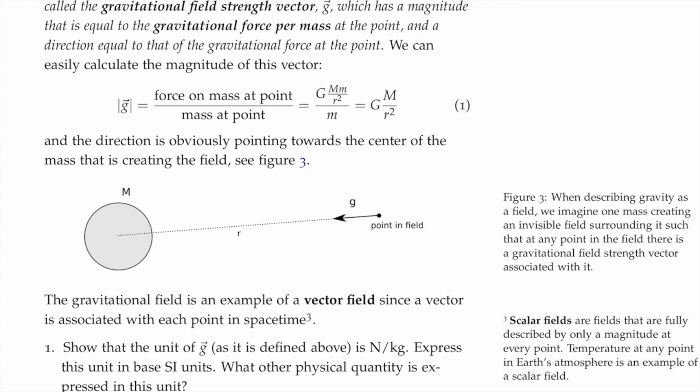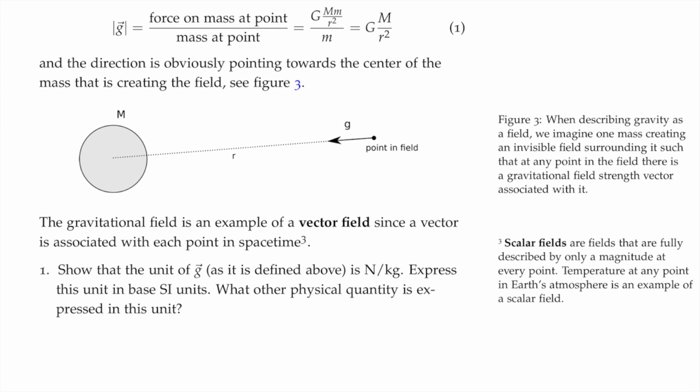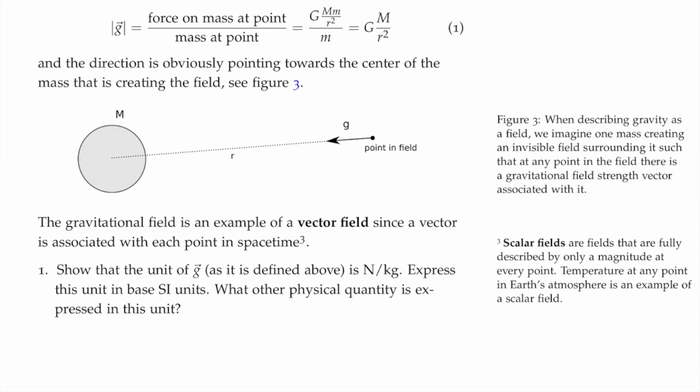And we call this a vector field. So the gravitational field is an example of a vector field because there is a vector associated with each point in space-time. It's worth mentioning we can also talk about scalar fields, and that's just fields that are described by only having a scalar associated with every point in space. For instance, temperature in Earth's atmosphere. That's an example of a scalar field. So every single point in Earth's atmosphere has a certain temperature at a given point in time. That's a scalar field. Okay, let's try and do some exercises.